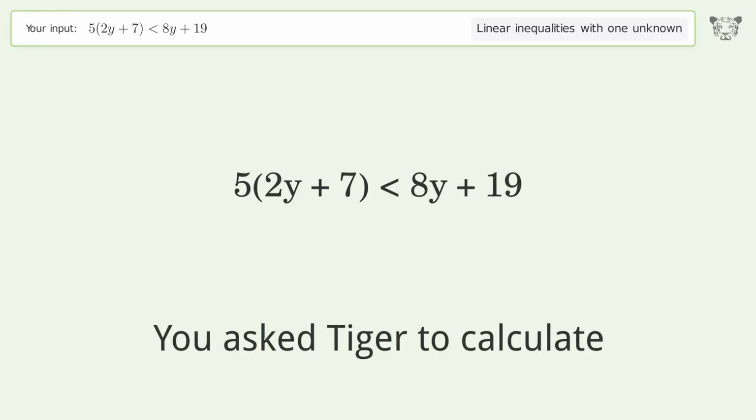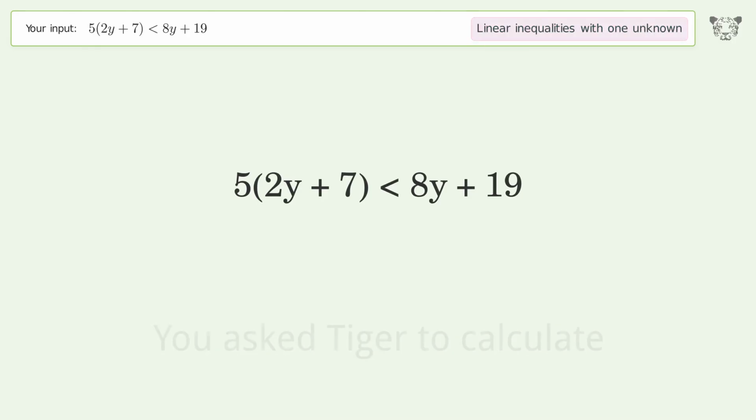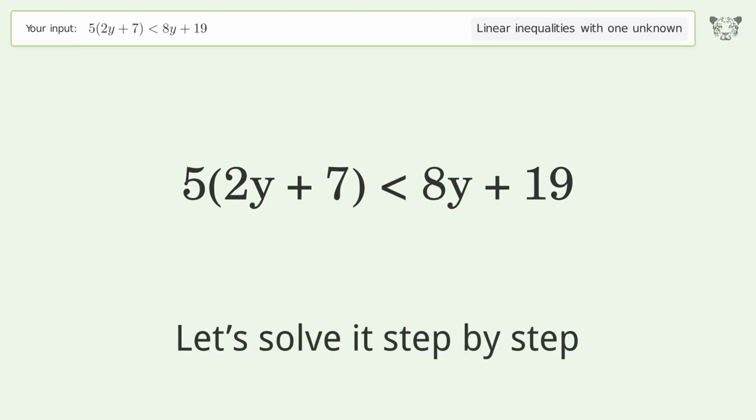You ask Tiger to calculate. This deals with linear inequalities with one unknown. The final result is y smaller than -8. Let's solve it step by step.